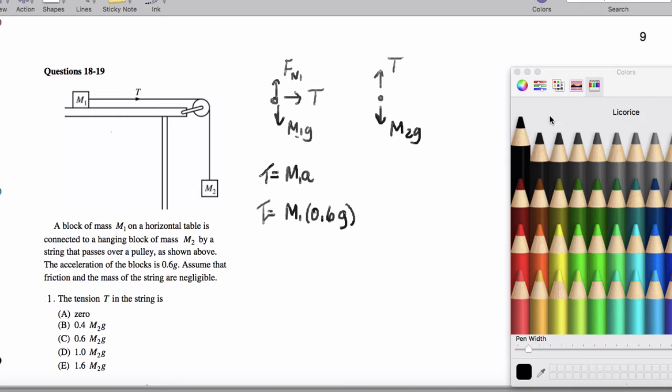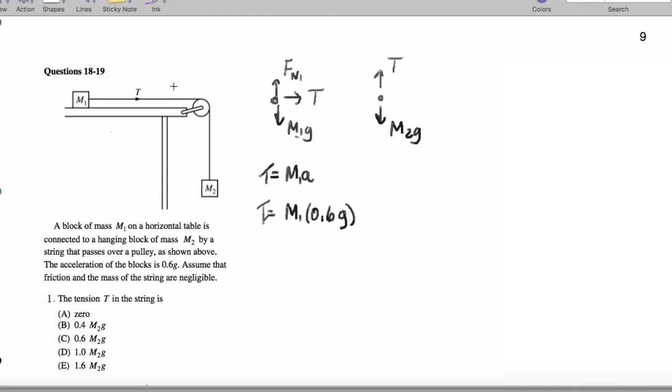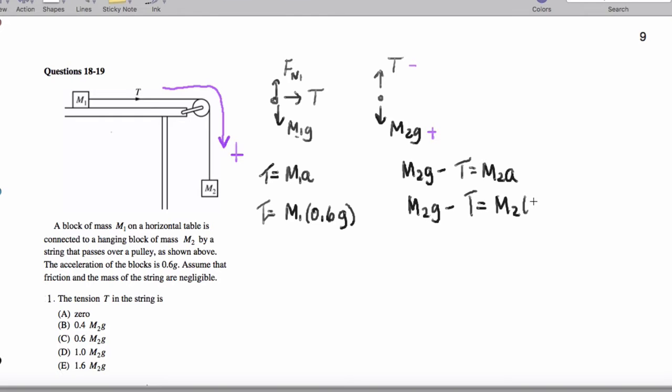Now, the other thing I want to talk about is sign convention. The second mistake I saw people make when we were working on this yesterday. Okay, this is the motion of the system. So that means I'm going to make this direction positive. And if this direction is positive, that means gravity is positive and tension is negative. So that's going to give me a second equation, m2g minus T equals m2 times a. Keeping that in mind, that's going to be m2g minus tension equals m2 times 0.6 g.